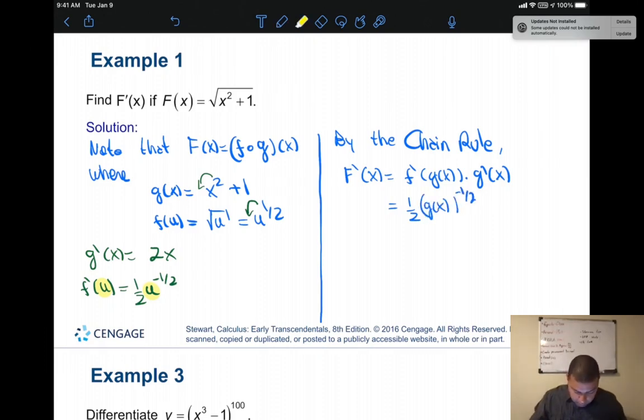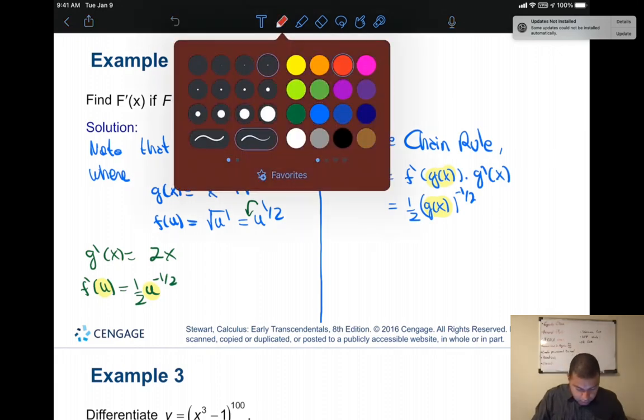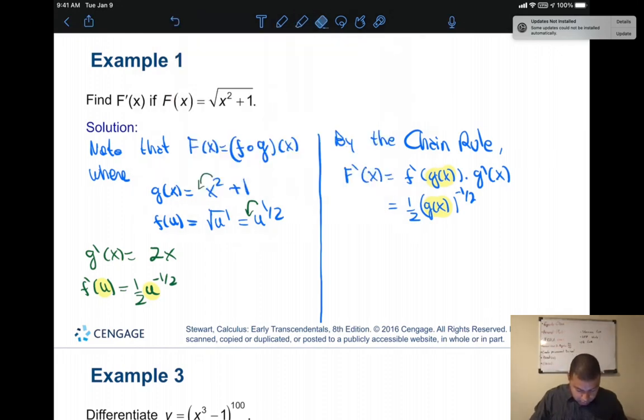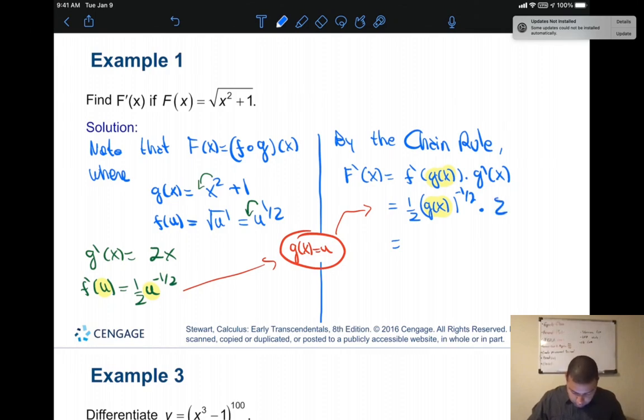So I'm plugging in g of x into u, and that's why I said back there, right, that g of x equals u. So let me just circle that here, so that it's clear for everybody. And then g prime of x I just found, so that will be 2x, right? So then I can continue, and I'll be able to find my derivatives.